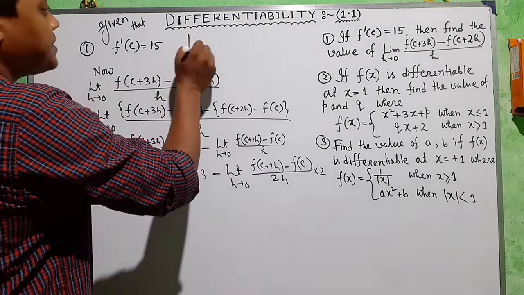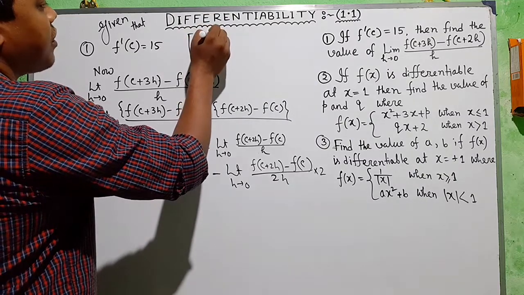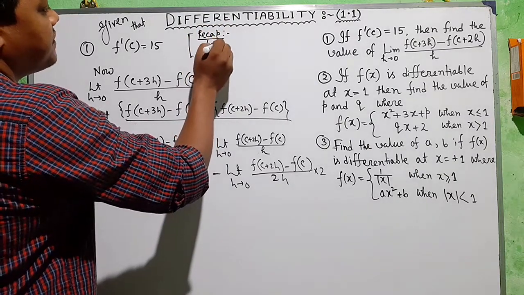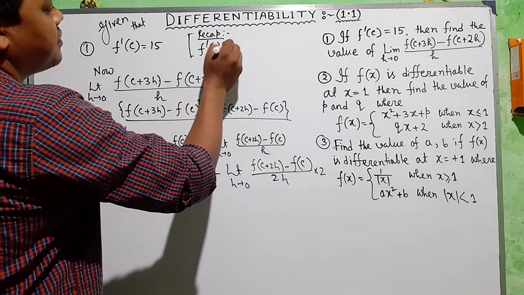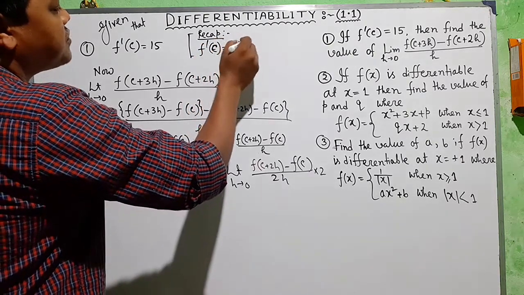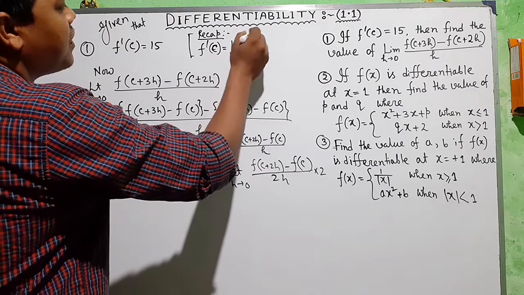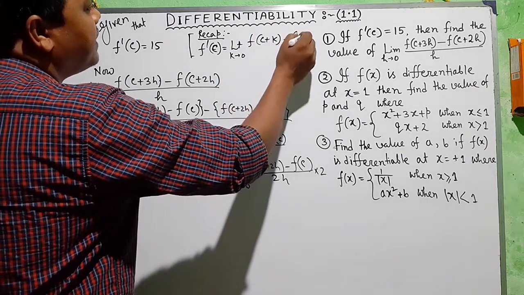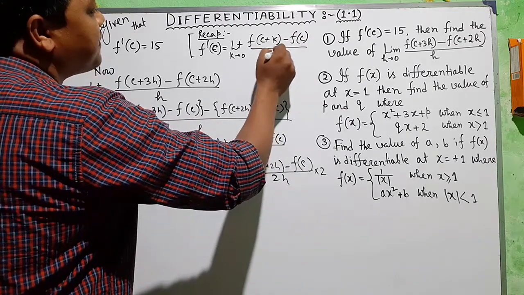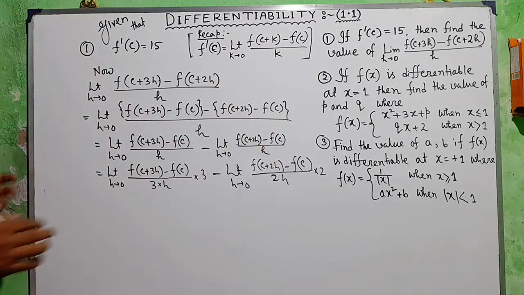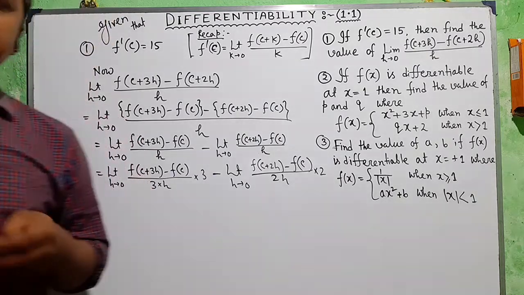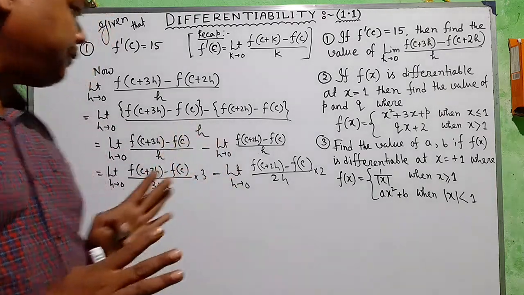So I just recap the definition of f dash c. What is the definition of f dash c? F dash c equals limit k tends to 0 of f of c plus k minus fc by k. That is the definition of differentiability. F dash c equals f of c plus k minus fc by k, limit k tends to 0.